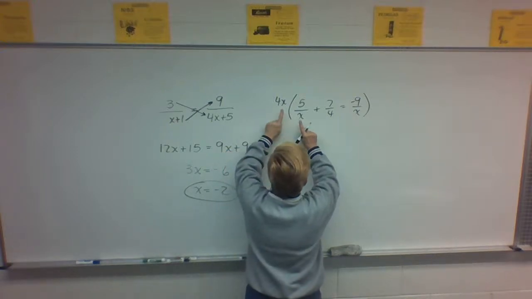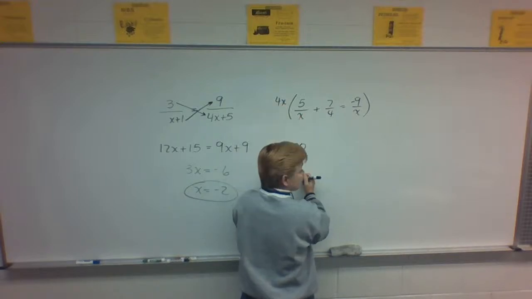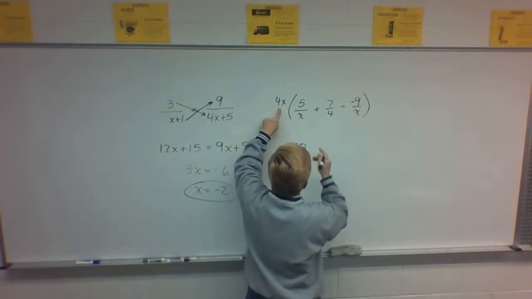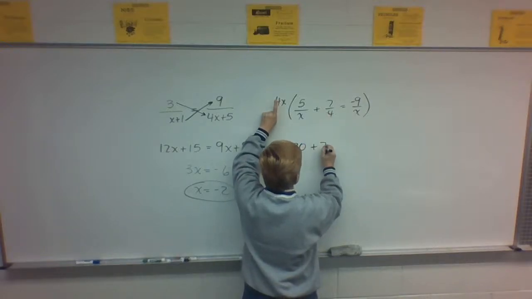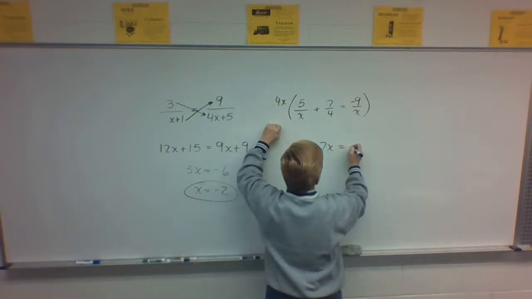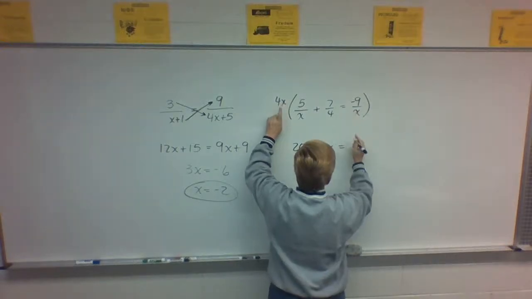So if I multiply this times this one, the x's cancel and I have 20. You with me? If I multiply this times this one, which is the next thing, the 4's cancel and I have 7x. This sign sticks. And over here is my equal sign. If I multiply this times this side over here, the x's cancel and I have -36.